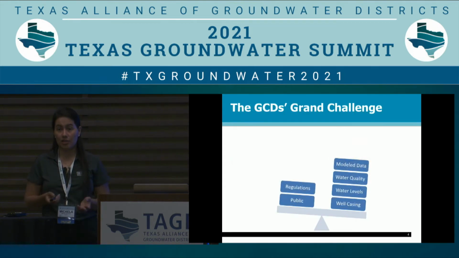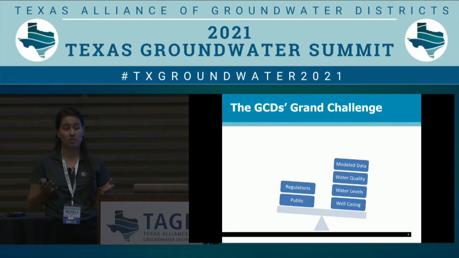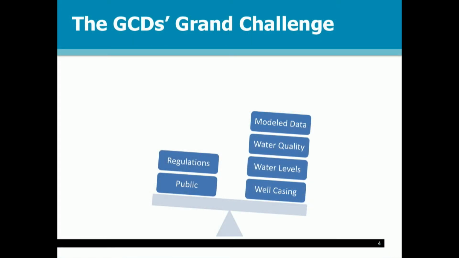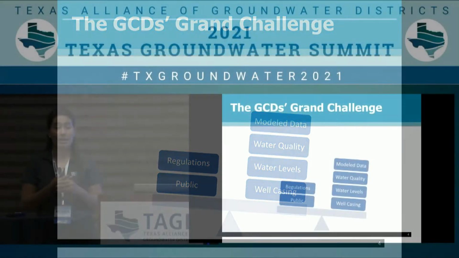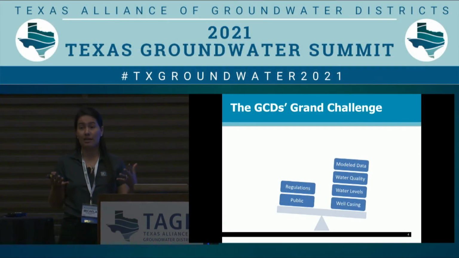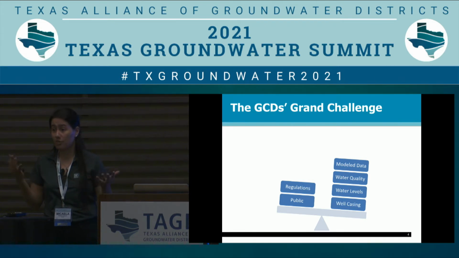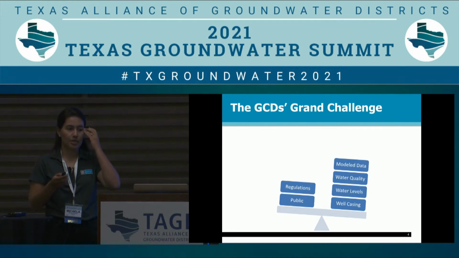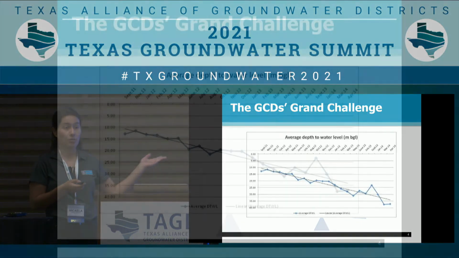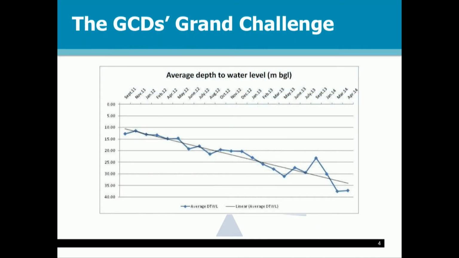So it's clear that the districts face a grand challenge, balancing the needs of the public, which is the people they serve, meeting regulations, and the conservation and protection of our aquifers using the best available science. Now, if I were to say, okay, I have water level data, how are we going to use this to help inform decisions? How are we going to visualize this? A first step might be to do a scatter plot such as that one, and maybe run a linear trend curve and say, okay, well, that's what the water level decline rate is looking like.